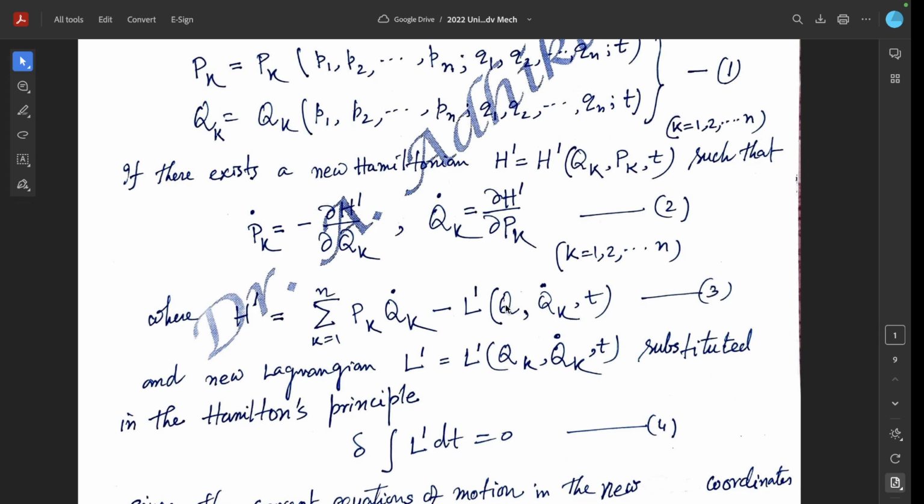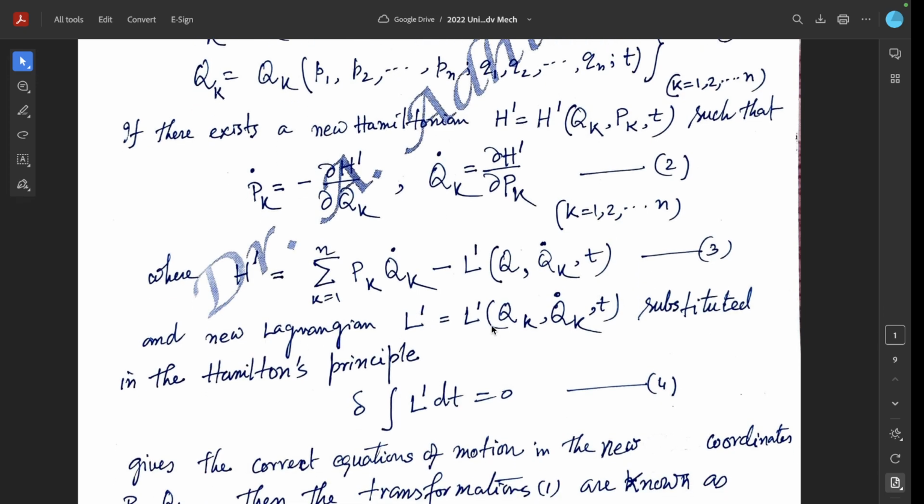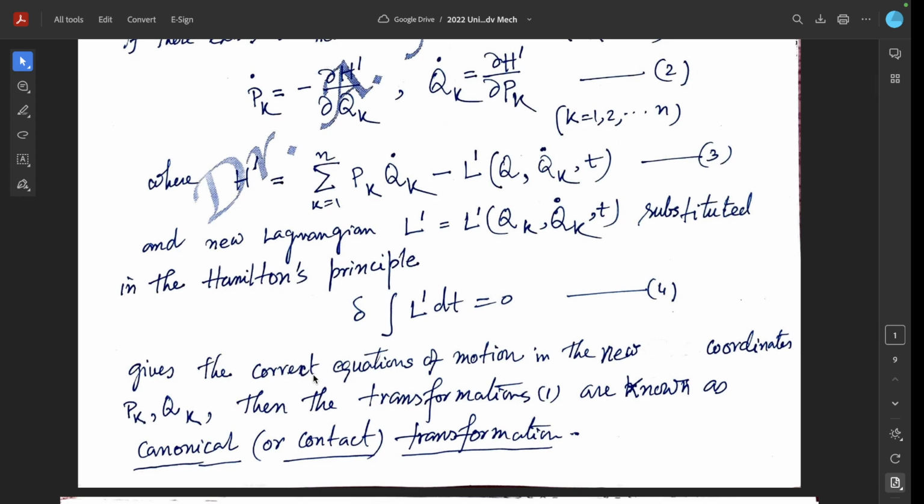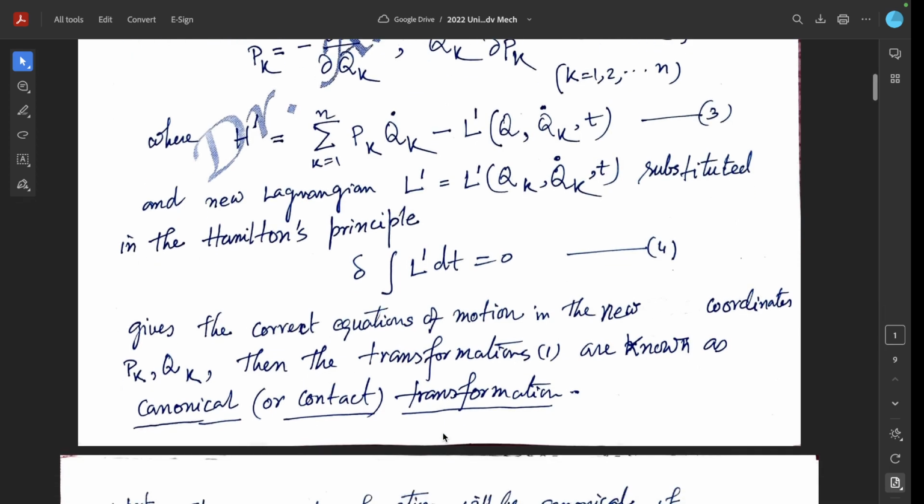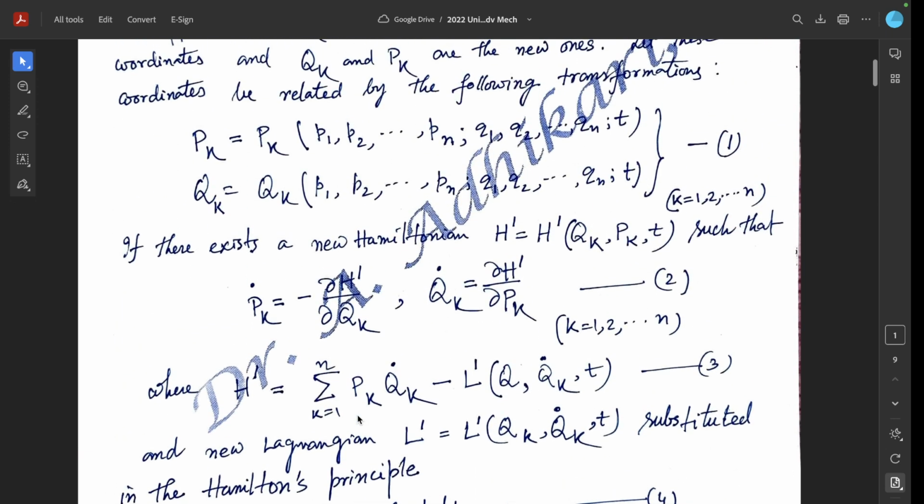That is, Q means Q1, Q2, ..., Qn, and Qk dot means Q1 dot, Q2 dot, ..., Qn dot, and time t. The new Lagrangian L' substituted in Hamilton's principle, delta integral of L' dt equal to 0, gives the correct equations of motion in the new coordinates capital Pk, capital Qk. Then the transformation 1 is known as a canonical or contact transformation.